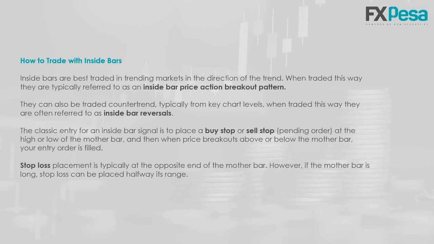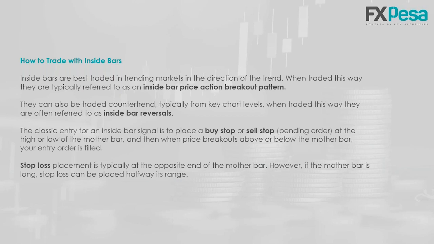All right. So the classic entry for an inside bar is to place a buy stop or a sell stop. Remember the pending orders, right? At the high or low of the mother bar, then when the price breaks out of the mother bar, you can have the order filled. Remember, a pending order is an order that is executed in the future when that price is hit. All right. So it's always good to use the inside bar strategy with the pending orders, that is the buy stop or sell stop.